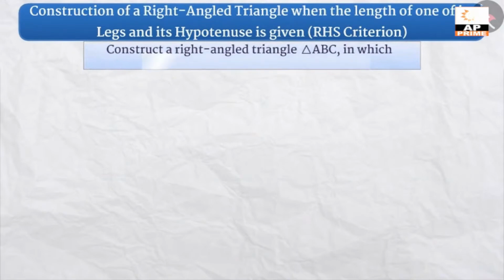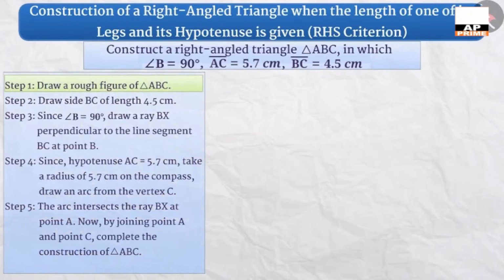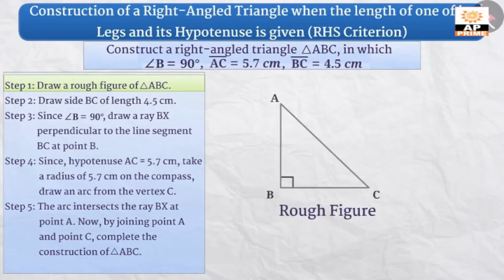Suppose we have to construct a right-angled triangle ABC. In ABC, the measure of angle B is 90 degrees, the length of the hypotenuse AC is 5.7 cm and the length of the side BC is 4.5 cm. Let us construct a triangle ABC with the given measurements. Step 1. First of all, we will draw a rough figure of triangle ABC with the given measurements and mark the given measurements on it. Drawing a rough figure gives us an idea of how a triangle can be formed.